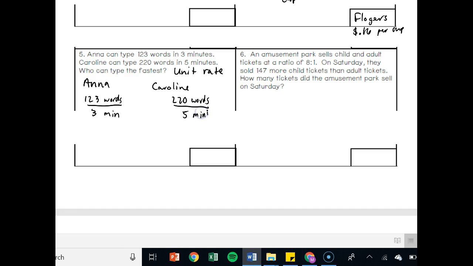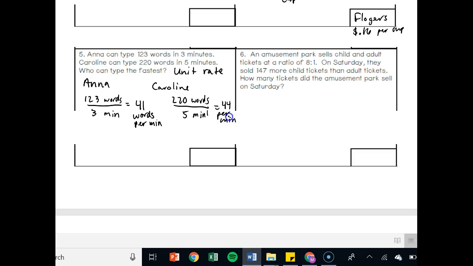And so now we just need to figure out, okay, how many words can they do per minute, right? So 123 divided by 3. Anna is typing 41 words per minute, pretty fast. Caroline, 220 divided by 5, is typing 44 words per minute.